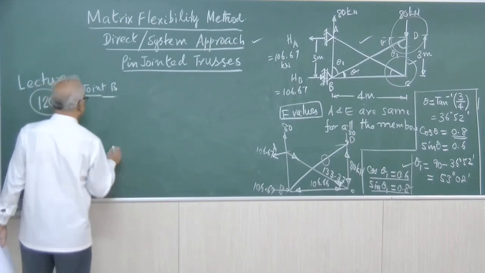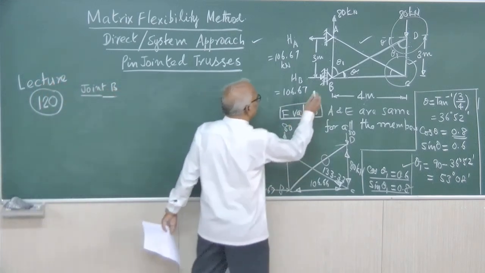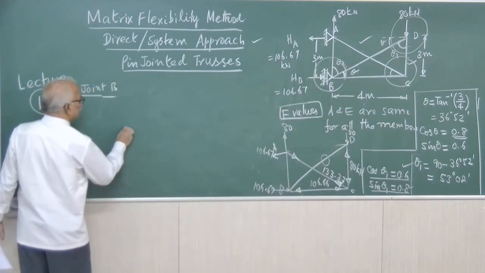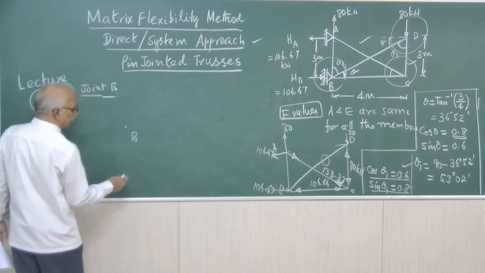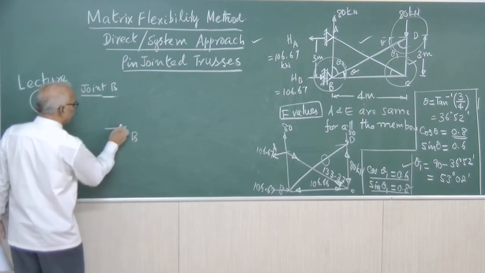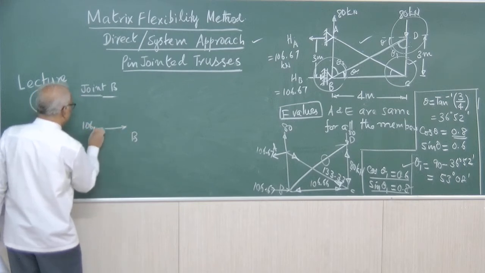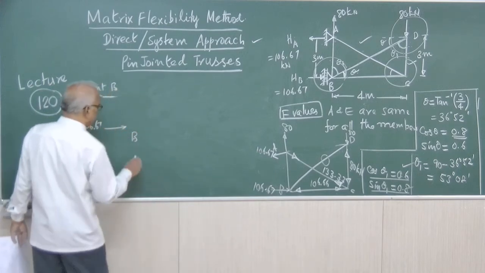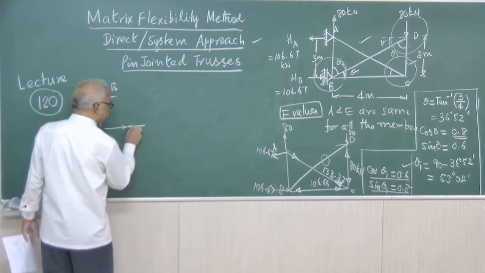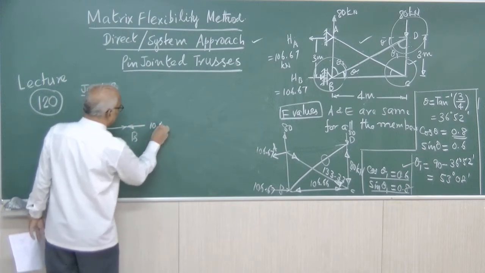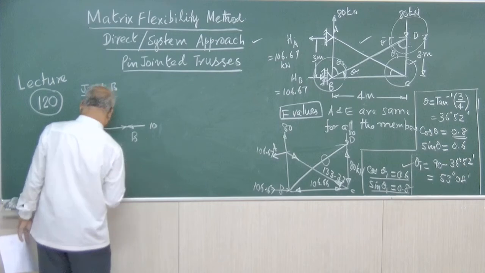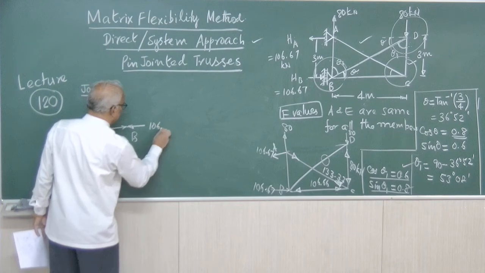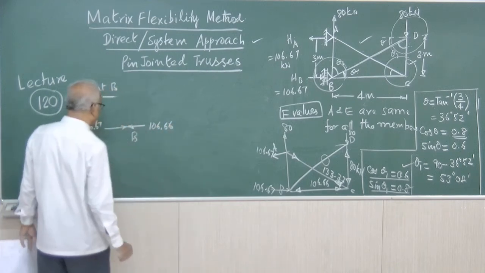Joint B, we have to mark all the details around B. So this is joint B, no vertical reaction. There is a horizontal reaction 106.67. Now there is a member CB. So this force is compressive, compressive 106.66, or 67, no problem, 106.66.